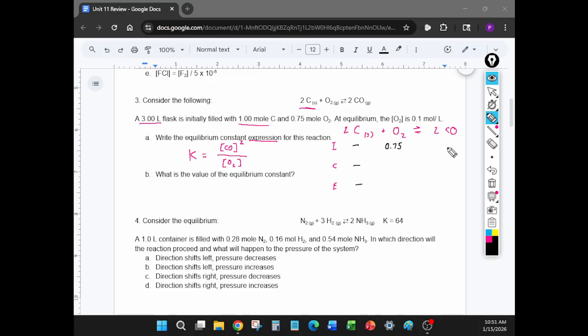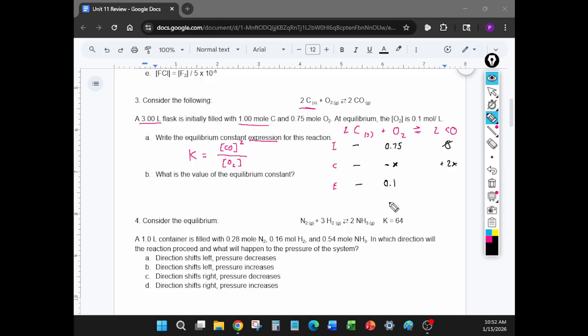What's our initial value for CO? 0. It's not mentioned, so it's 0. And so what is the change for O2 going to be? 0.25. Yeah, so it is going to be minus x, right? Because you're going to be losing this, and then you'll gain 2x right here. But it gives you the actual value for O2 at equilibrium, which is going to be 0.1.